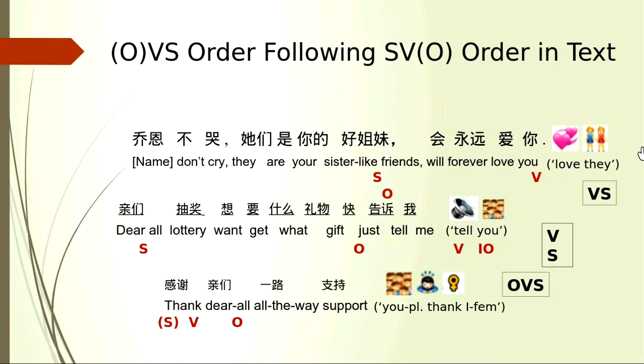And there's a third example there in the middle that I added that's similar where it's dear all, just tell me what gift you want to get from the lottery is the free translation. Dear all, a lottery want, get what gift, just tell me. So SOV with an indirect object, but SV order compared to VS order in the emoji sequence, which says tell you, meaning you all tell me. So these are interesting examples because they allow us to compare text with emoji sequences where the meaning is essentially the same. And we can see that even though there's no particular constituent that's being foregrounded in these examples, they all seem relatively pragmatically neutral, that the order is consistently VS or OVS for the sequences.